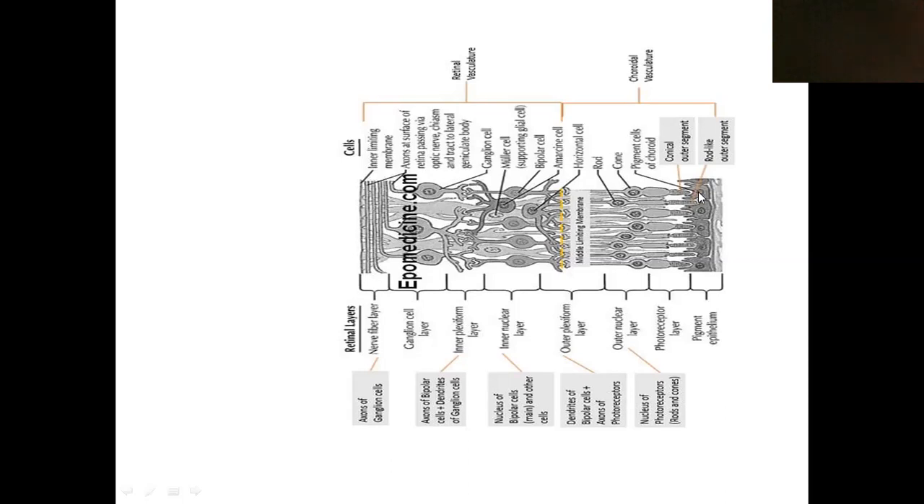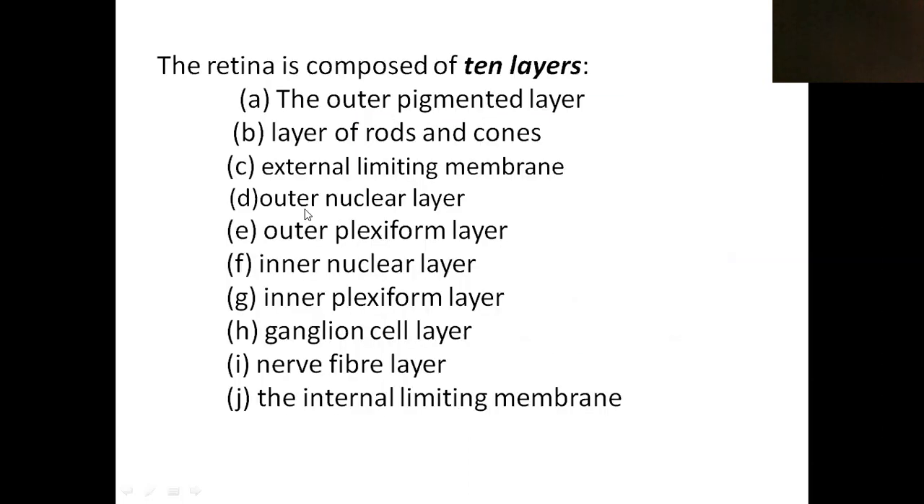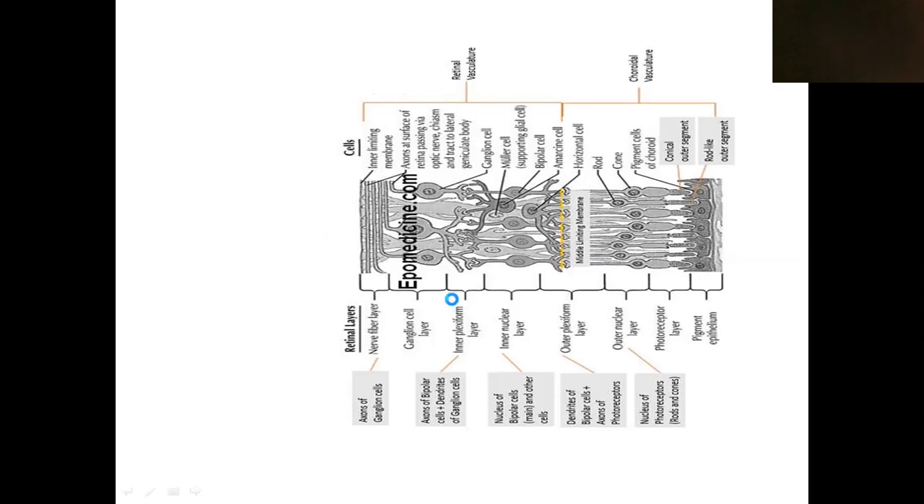So what are the layers? Outer pigmented layer, then layer of rods and cones, then outer limiting layer, then outer nuclear layer, outer plexiform layer, inner nuclear layer, inner plexiform layer, ganglion cell layer, nerve fiber layer, inner limiting layer. So these are the layers of retina. It may be a 5-mark question: layers of retina. So these are some of the details of these three layers.